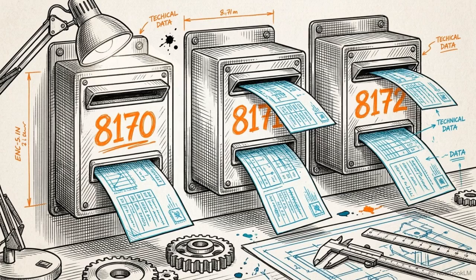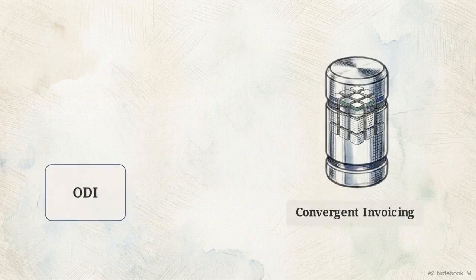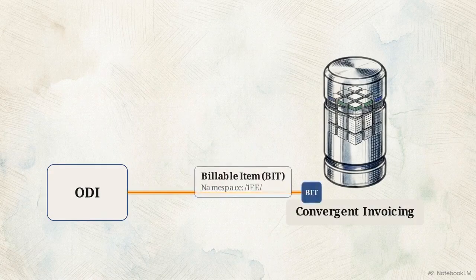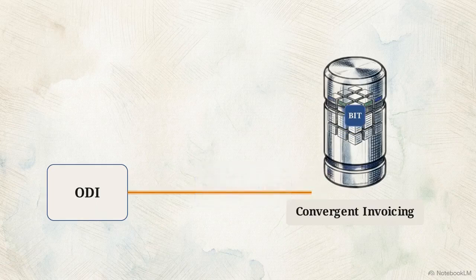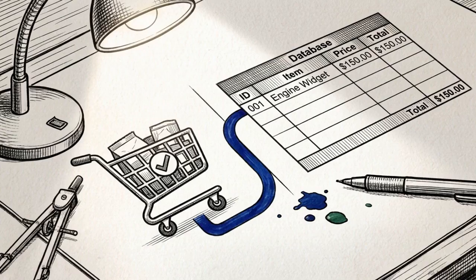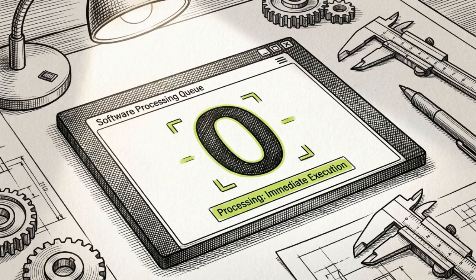To do this, the step classes post the data using CI posting areas 8170, 8171, and 8172. The output of this process is a generated billable item, or BIT, resting securely inside convergent invoicing. This ODI pipeline acts as a direct bypass. It translates flat SD conditions into CI billable items immediately, avoiding the computational overhead of recurring logic or rating engines.